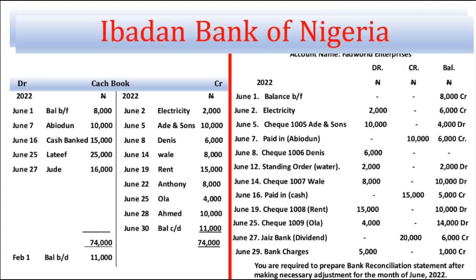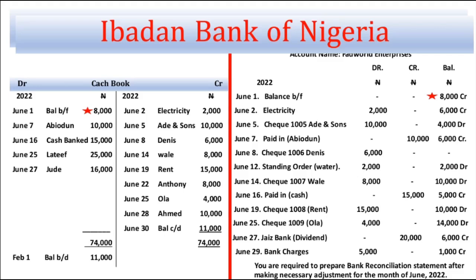So how are we going to do this? By taking the entries one after the other. Let's look at the first entry on June 1st. We have balance brought forward, which is 8,000 naira. If we look at the bank statement, we also have the same entry. So we are going to asterisk that. In the cash book, we asterisk 8,000 naira, and in the bank statement, we asterisk 8,000 naira. That shows that the entry appears on the two sides. Such an entry will never cause disagreement.